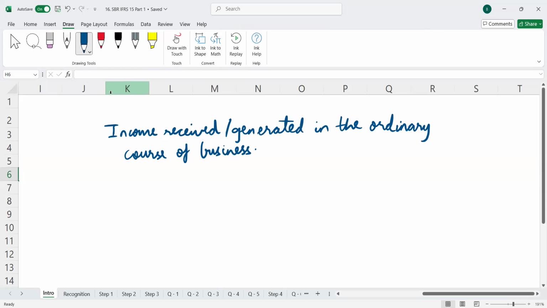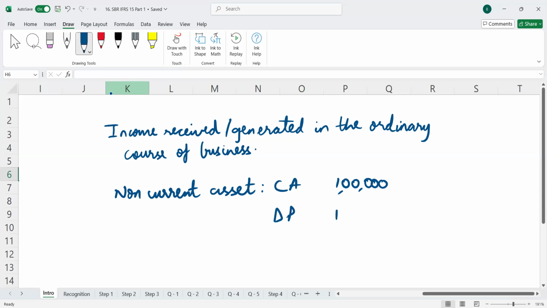So, how do we record this revenue is something that we will be looking into in IFRS 15 in this chapter. Now, try to understand one thing. Let us say I have a non-current asset in my balance sheet. Let us say the carrying amount is 1 lakh and the disposal proceeds, the price at which I sold this asset, is 1,25,000. Now, how will this be treated?